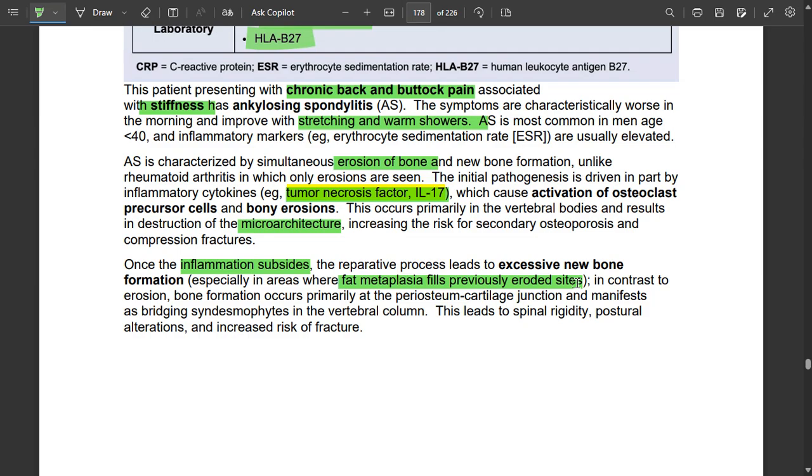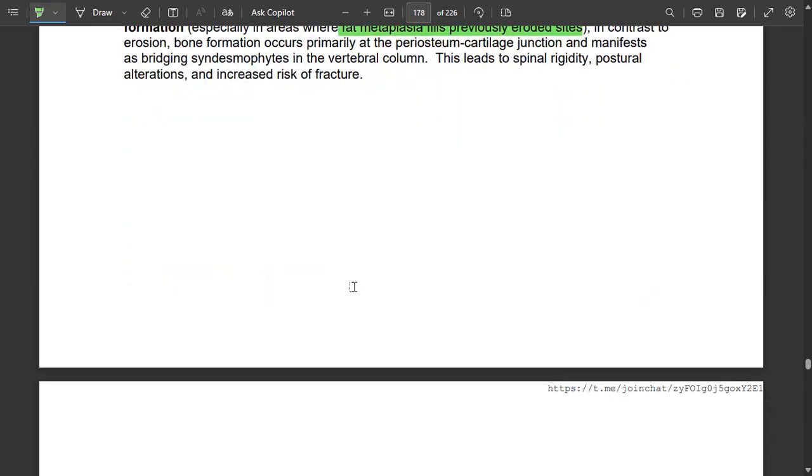In contrast to erosions, bone formation occurs primarily at the periosteum-cartilage junction, and manifests as syndesmophytes and dysmorphies in the vertebral column. So the bone formation occurs at the cartilage to periosteal junction, and dysmorphies are formed. This leads to spinal rigidity, postural alterations, and increased risk of fracture.